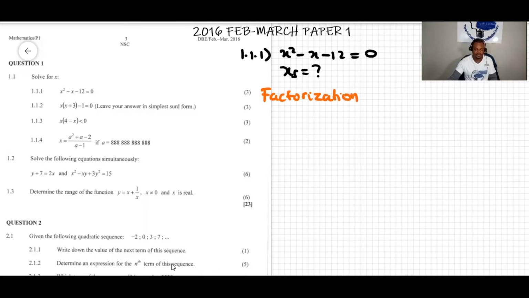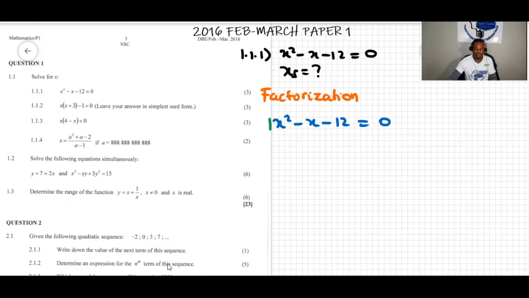We do have x squared minus x minus 12 equal to 0. Okay, so by factorization, to factorize this, we first going to look at the leading coefficient, which is the coefficient of x squared. When you look at x squared here, usually people say there is no coefficient because they don't see anything, or others say it's 0. Well, none of them is right. When you don't see any number in front of the x squared, understand that it's 1, okay? The leading coefficient is 1.